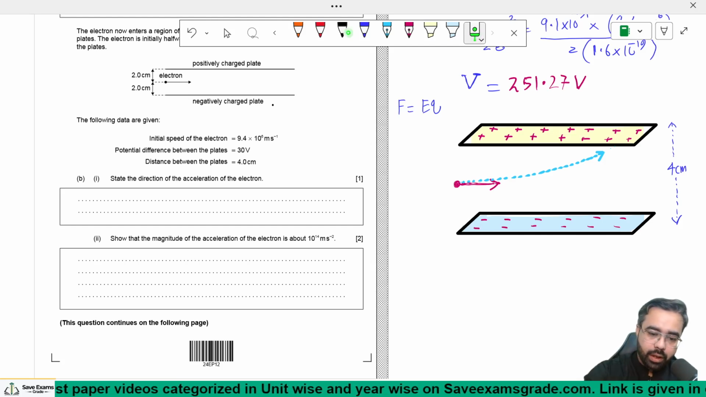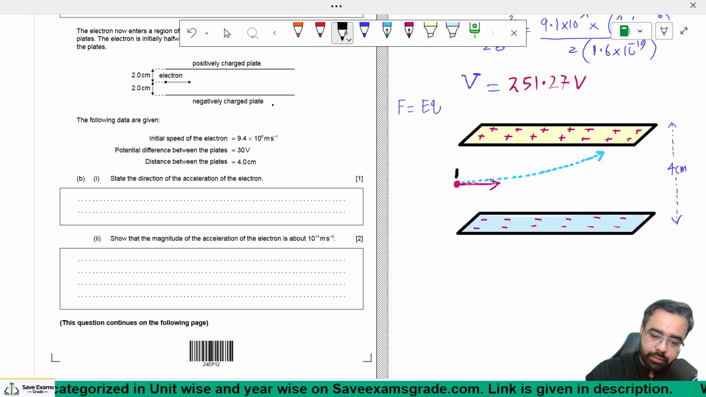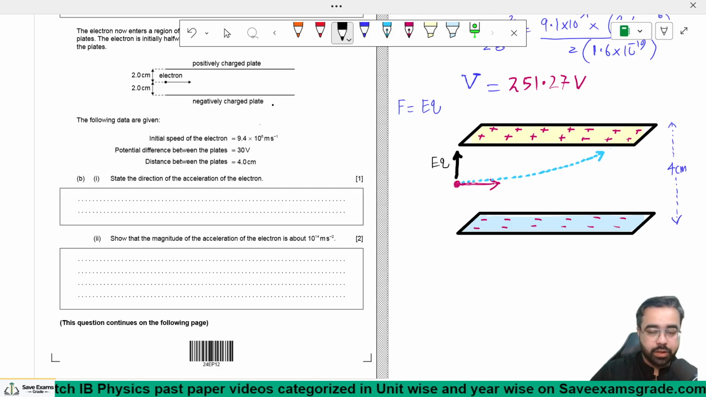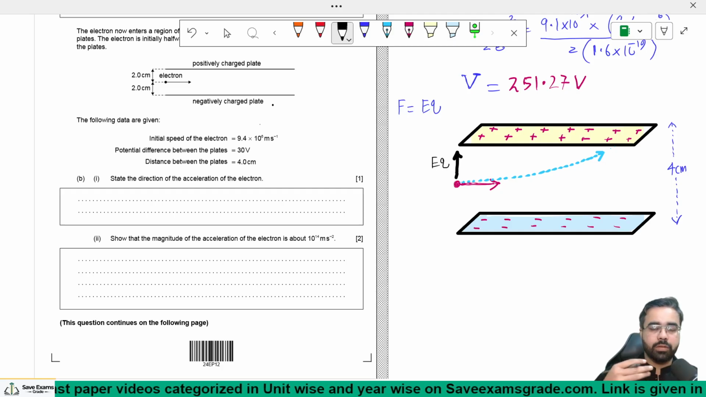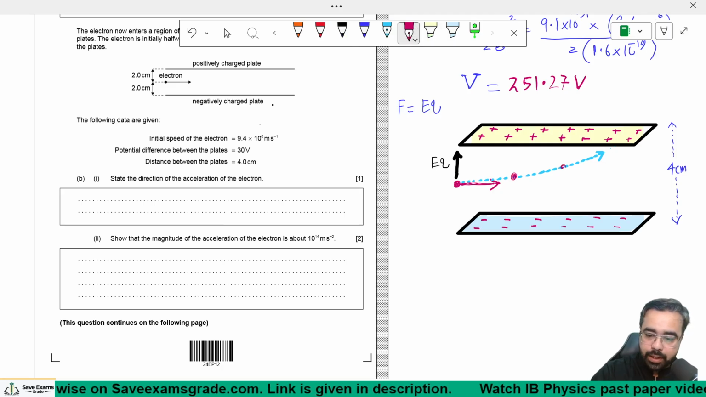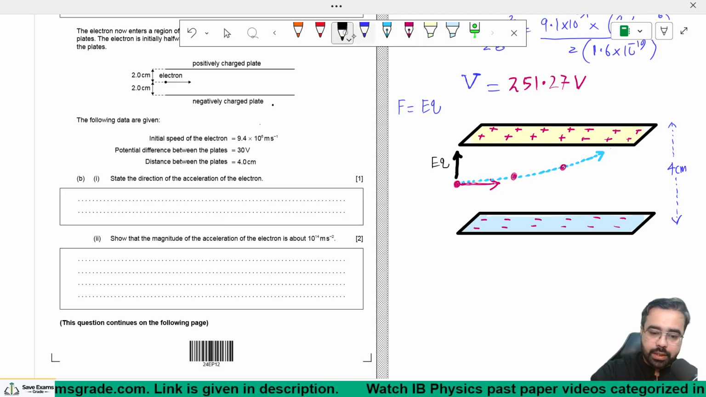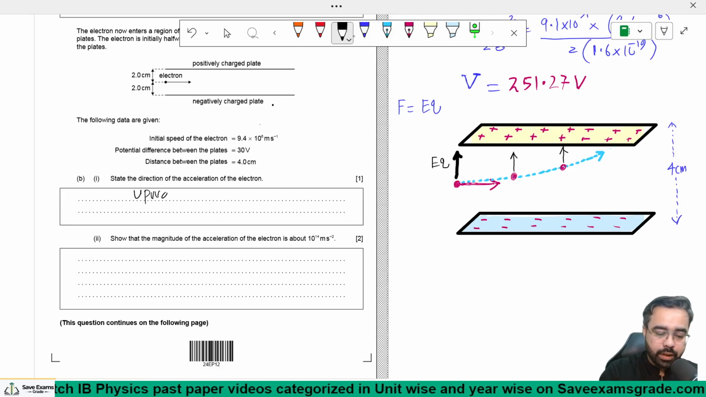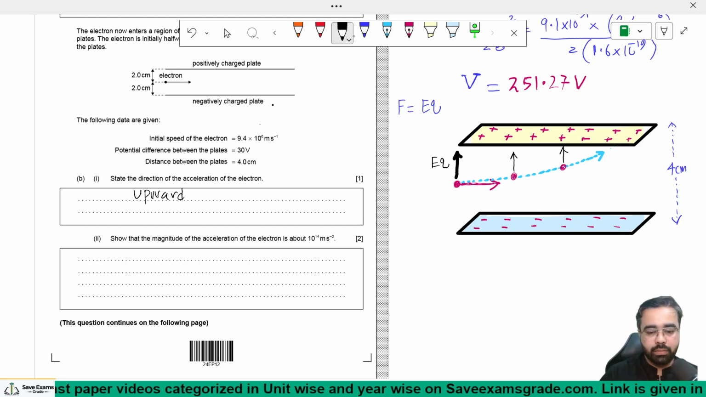So, as I have told you, the force is upward, and that force is a constant force, EQ, which will produce a constant acceleration, which will also be upward. So wherever the electron is at any point, you can see clearly that the direction of acceleration is upward. That is the answer to this question: it is vertically upward.